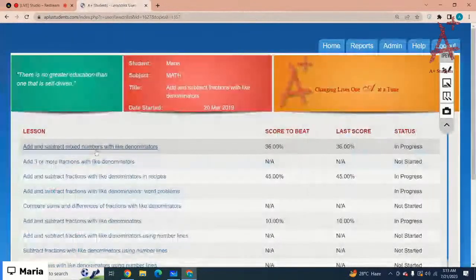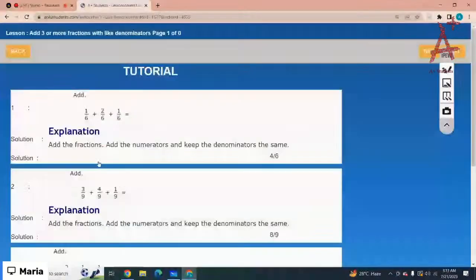Add three or more fractions with like denominators. So we're going to learn how to add more fractions if they have the same denominator. So if they have the same denominators, adding the fractions is very easy. You simply have to add their numerators. So just add 1 plus 2 plus 1. So 1 plus 2 is 3, and 3 plus 1 is 4. So it is 4 over 6, right?